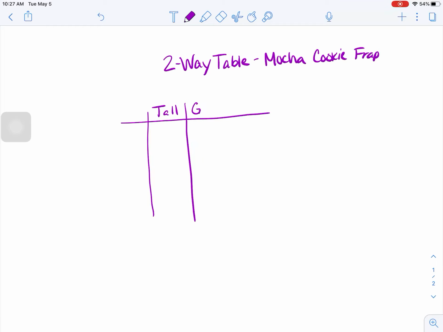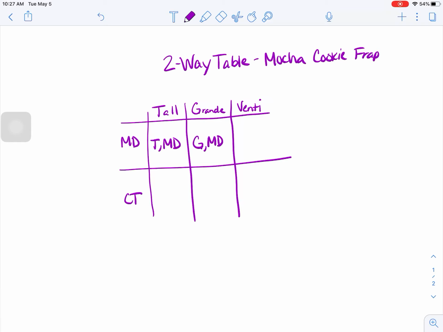I could choose tall, I could choose a grande, or I could choose a venti. And then I only had 2 choices along here. My only 2 choices were mocha drizzle or cookie topping. So you could list this by saying I could get a tall mocha drizzle, a grande mocha drizzle, or a venti mocha drizzle because they meet there in the table. Down here, it's going to be a tall cookie topping, a grande cookie topping, and a venti cookie topping.